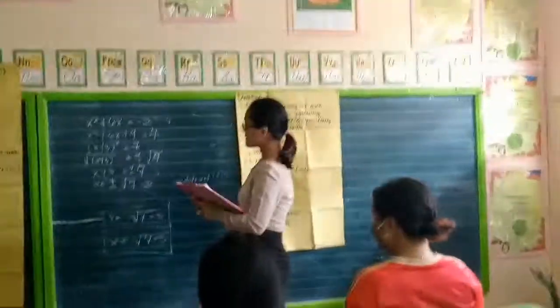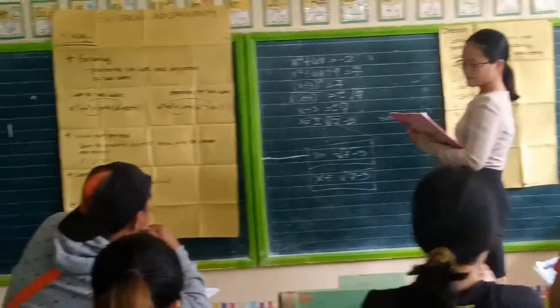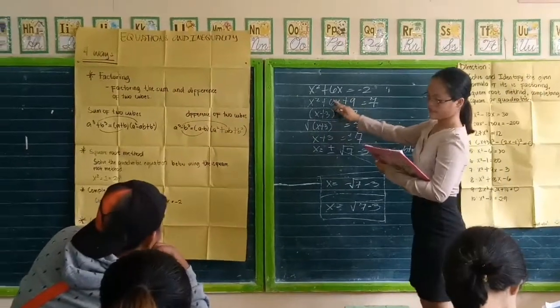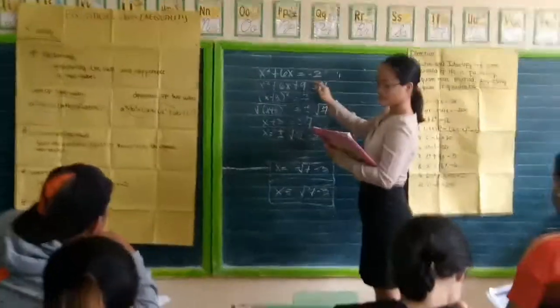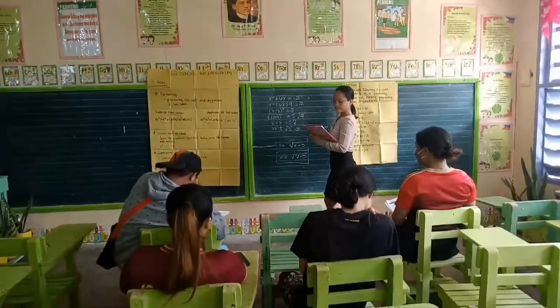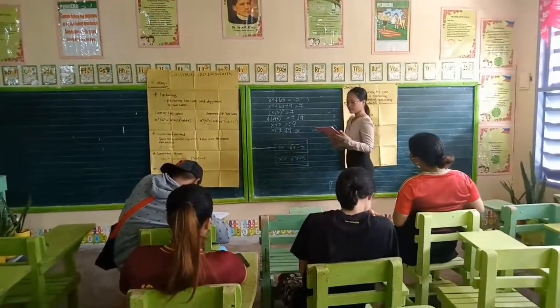So, consider the equation x squared plus 6x equals negative 2. The square root and factoring methods are not applicable here.